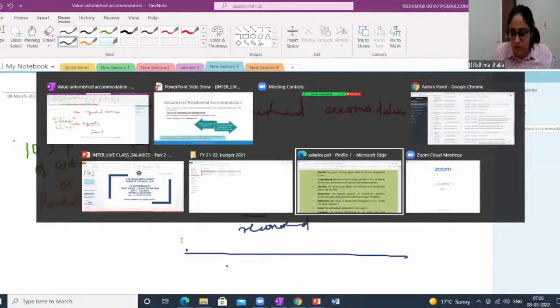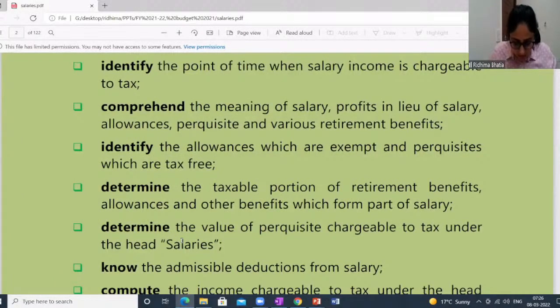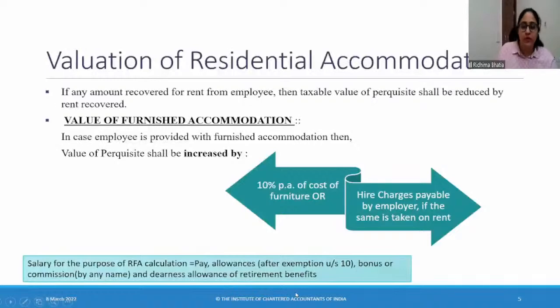One second. Let's do a question for it. DA only of retirement benefits, students. Yeah. DA only of retirement benefits, pay, allowances, but allowances after exemption under section 10. Clear?